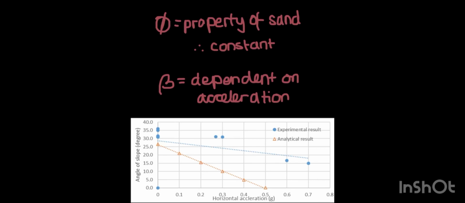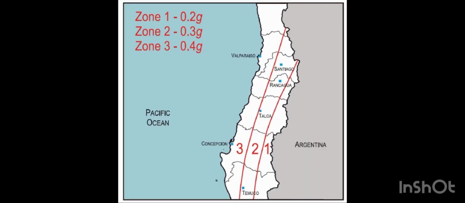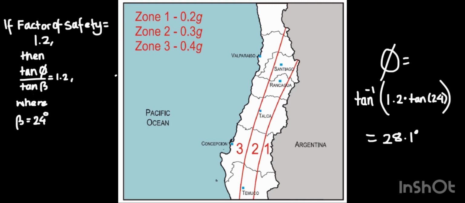To find the minimum inclination of a slope with a factor of safety of 1.2 in that zone of Chile, we use this. As the dam falls in zone 2 of Chile, the acceleration uses 0.3 g, and reading from the graph, the angle of slope here is 24 degrees. Using the calculation seen, we get 28.1 degrees.